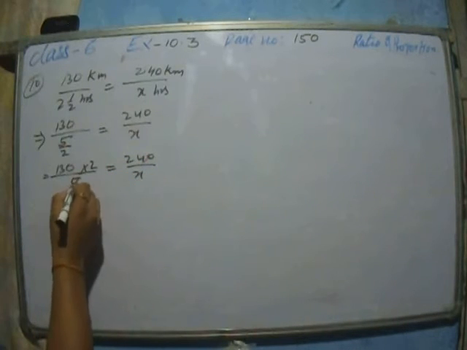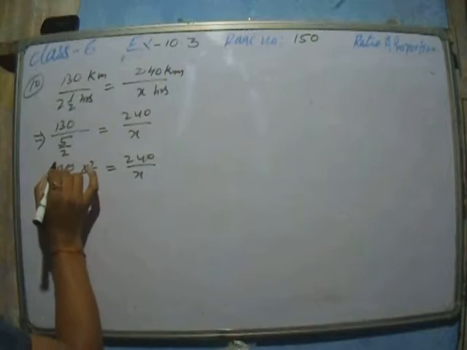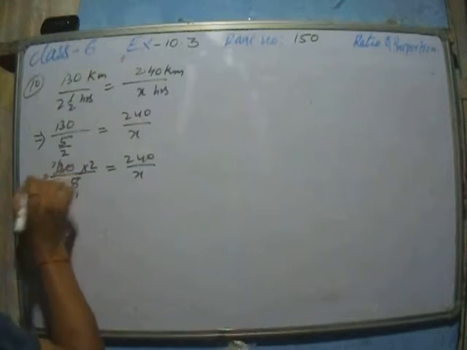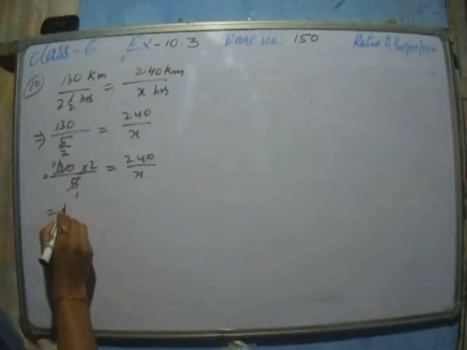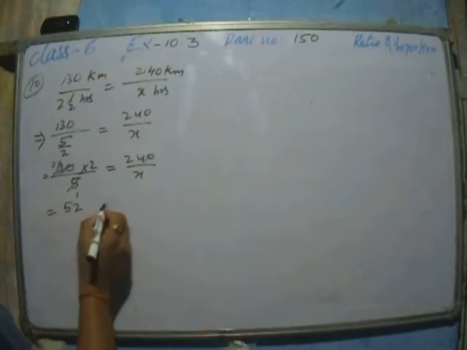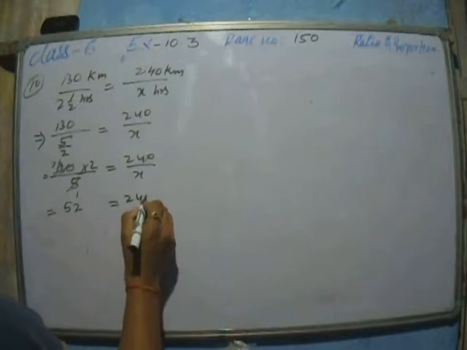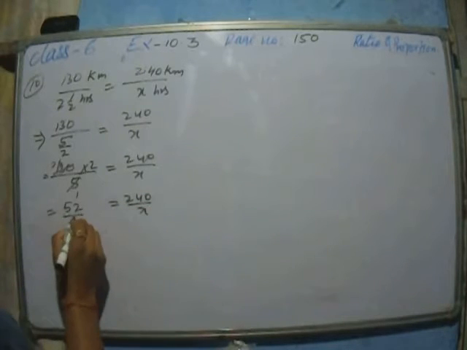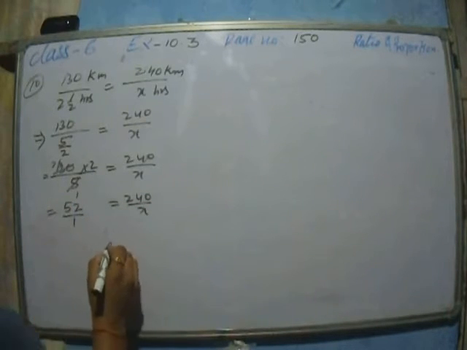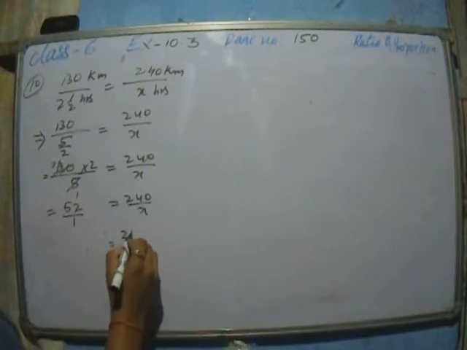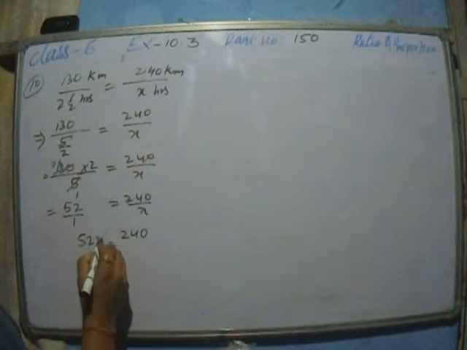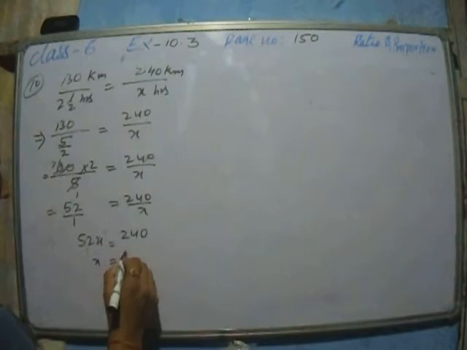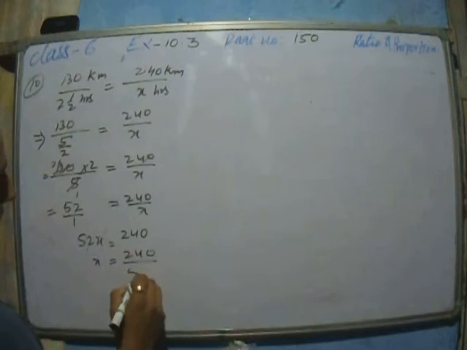So here 5 1 is 5. 5 2 is 10, 5 6 is 30. So 26 into 2 is 52, is equal to 240 by x. Here the denominator is 1. So here what we are going to do, 240, now this and this get multiplied, it is 52x is equal to 240 by 52.